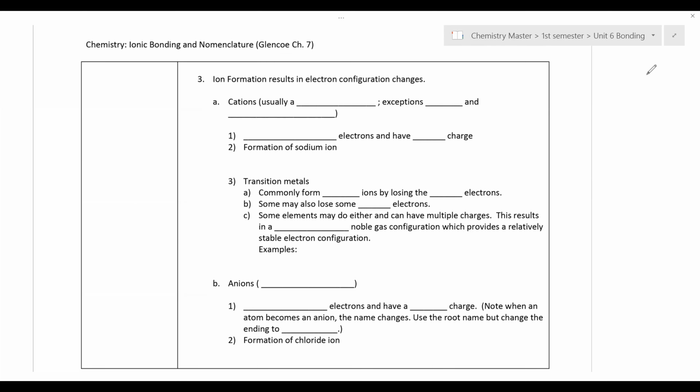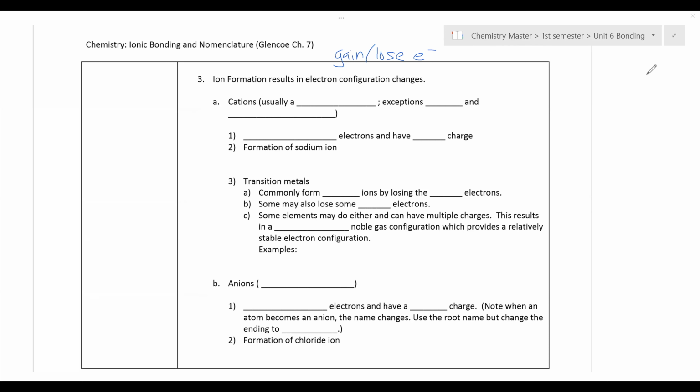Ion formation, okay? All right, so ion formation, that's what happens. You form an ion, okay? You form an ion when you either lose or gain electrons, okay? So an ion forms when you gain or lose electrons. So you're going to be gaining or losing electrons. And again, specifically, we're talking about our valence electrons.